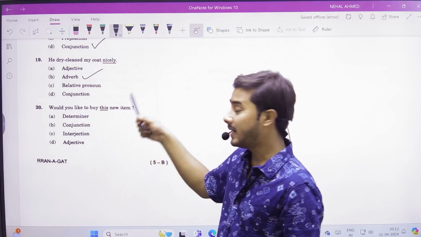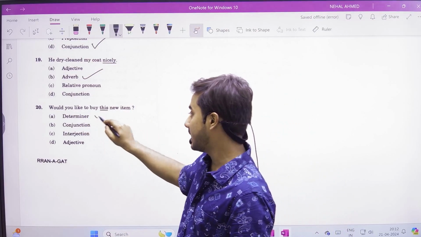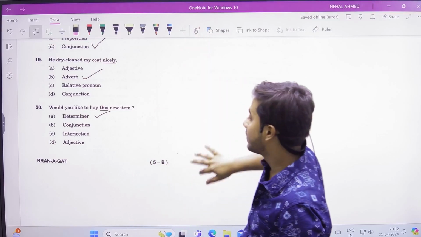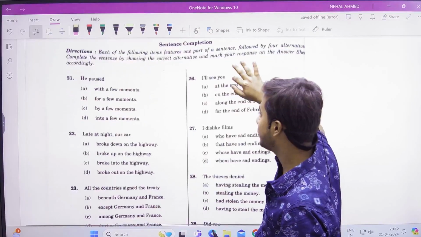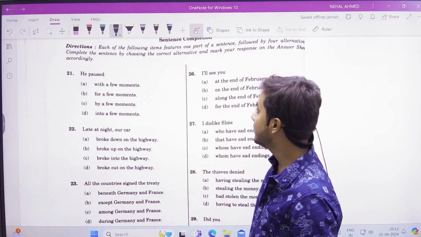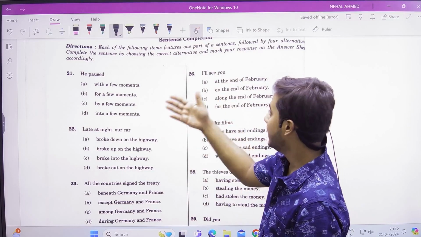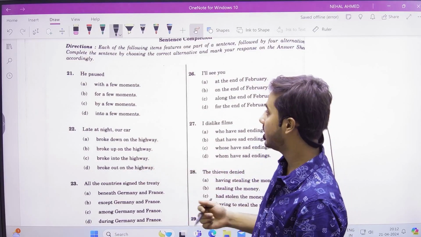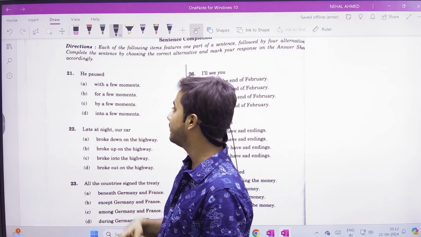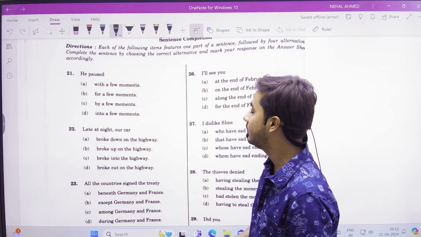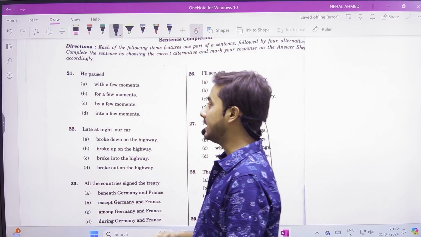So would you like to buy this item? So this thus becomes a determiner. Great then. Proceeding forward. So here we'll have to choose the correct alternative as we have in the options with the sentence, with the pre-given part of the sentence which we have been given here already.